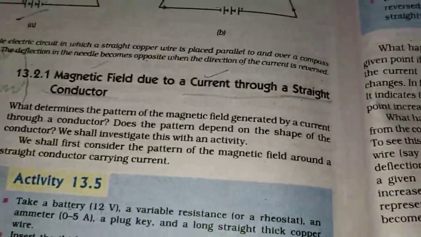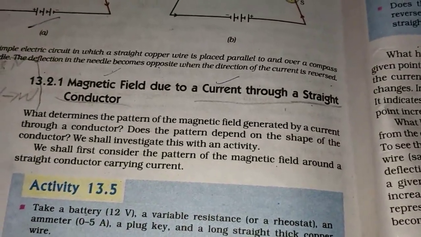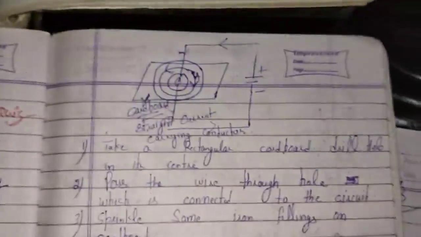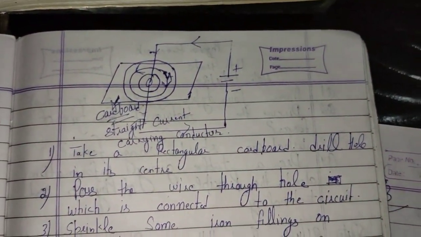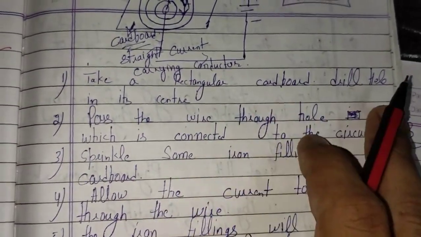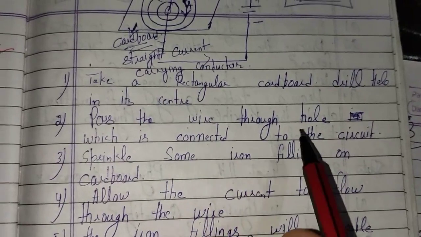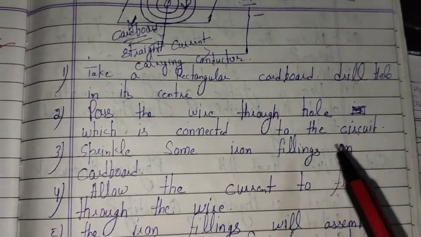Because your topic name is you have to show the magnetic field when the current is passing through a straight conductor. For a straight conductor, you have taken a straight wire that is passing through the hole of a cardboard. How will you write that? You will take a cardboard, drill a hole, pass the wire through the hole. That wire is connected to the circuit.